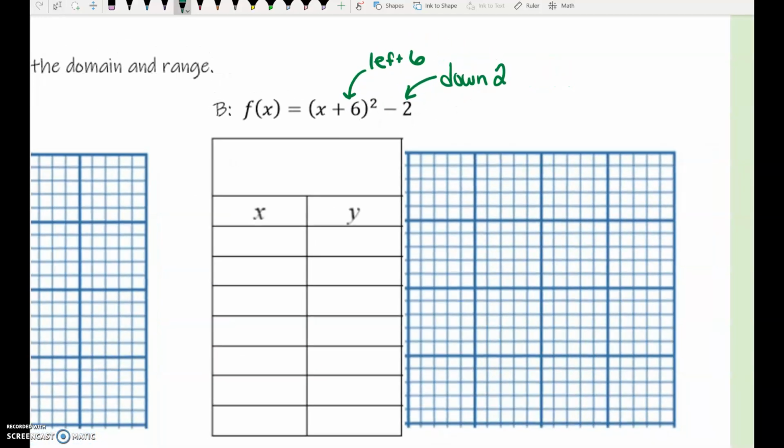Our vertex is originally at 0, 0. If we were to graph part A, normal y equals x squared, the vertex is at 0, 0. That vertex is going to move left 6 and down 2. So here's the new location of the vertex. So our vertex is located at -6, -2. And you might notice it's the opposite of the number in the parentheses and then the exact number after the parentheses.